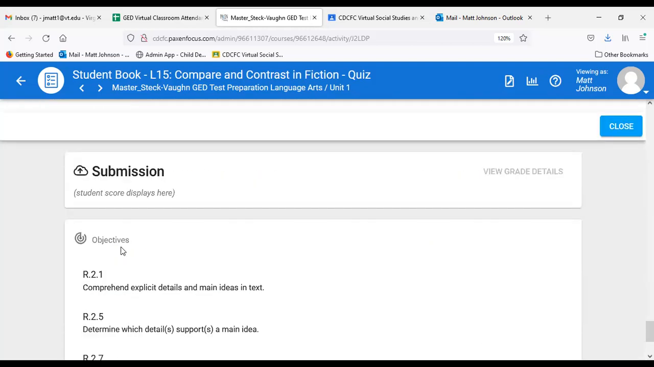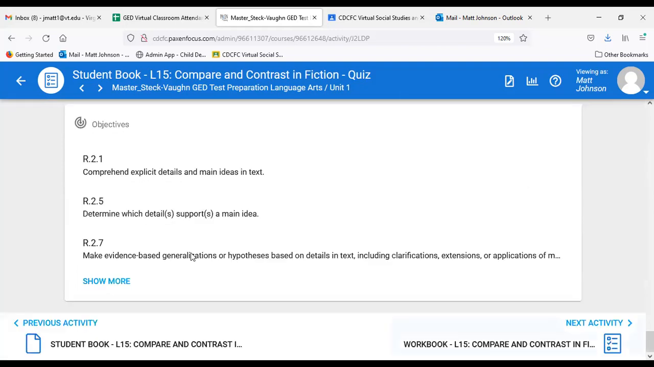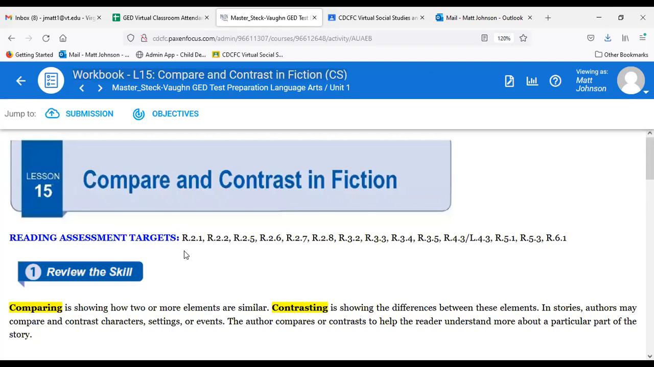Were you able to get caught up there? All right, I'm gonna go ahead and slide over to the workbook. I have everything already written down, so if you need to go back for anything, just let me know.